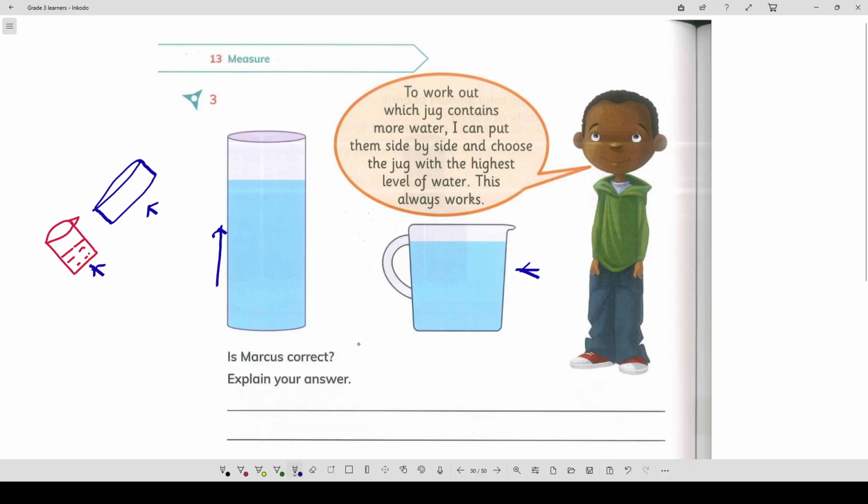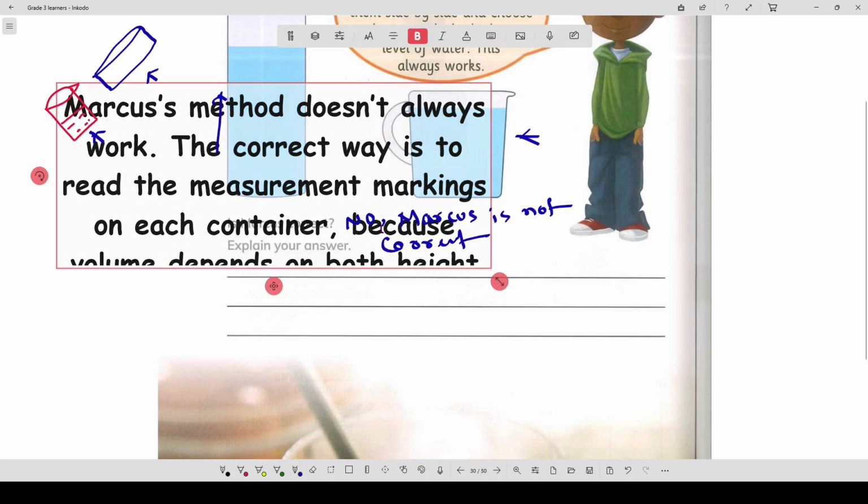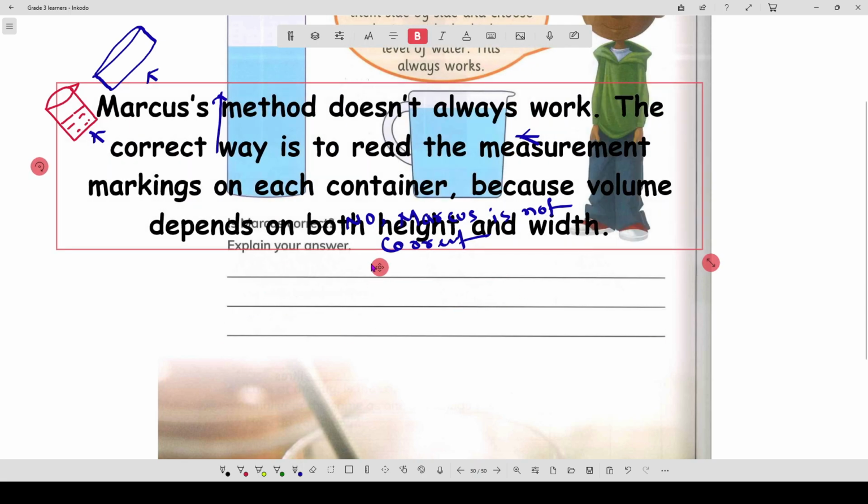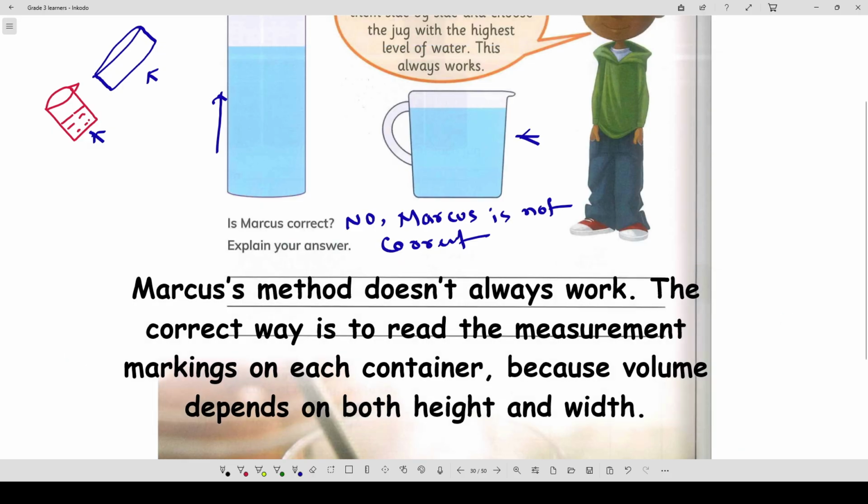So we can say Marcus is not correct. We can clarify the sentence this way. We can say Marcus's method does not always work. The correct way is to read the measurement marking on each container because volume depends on both height and width.